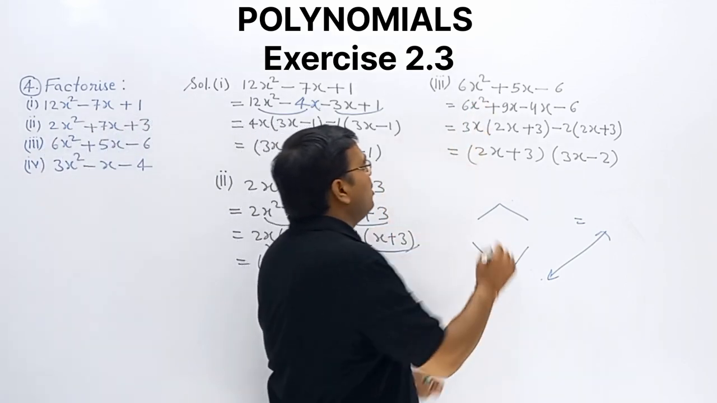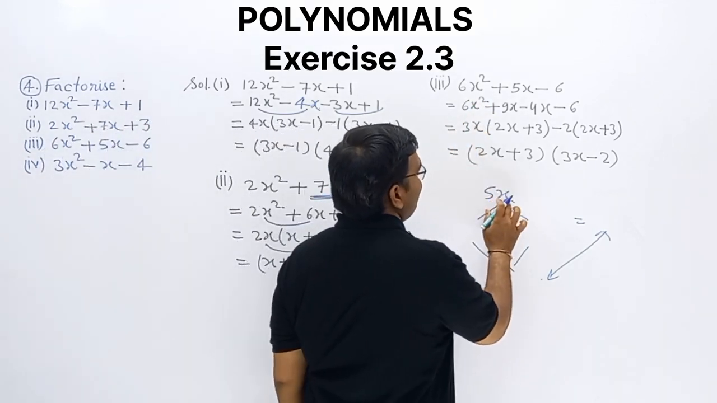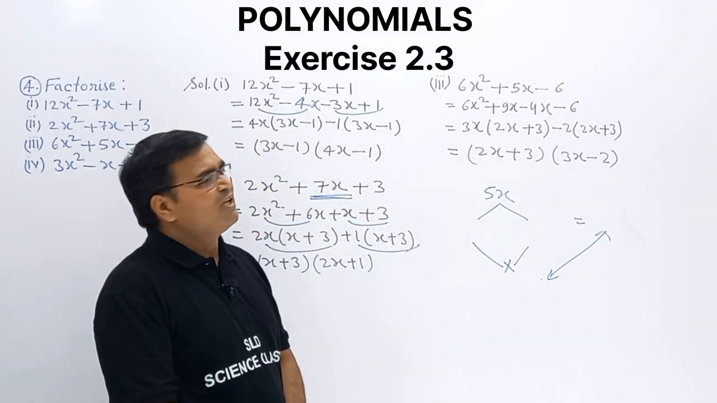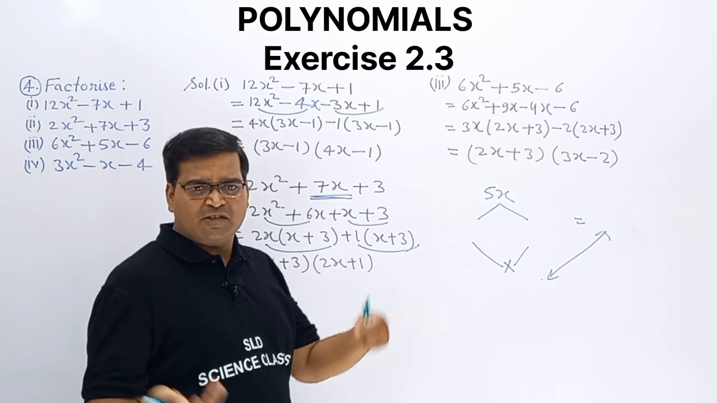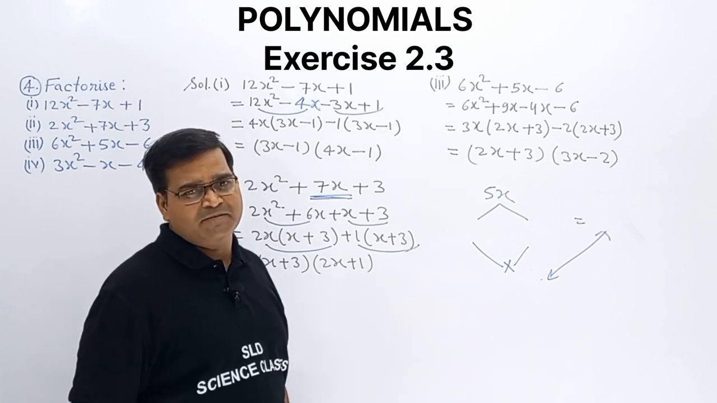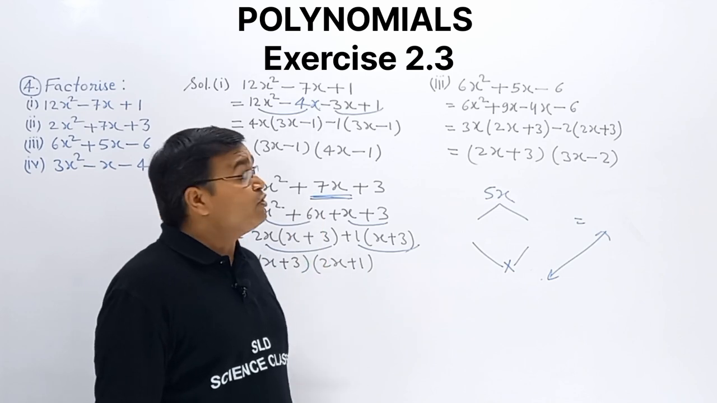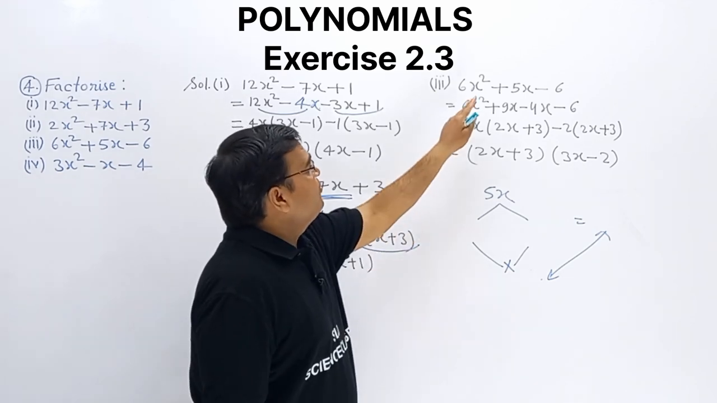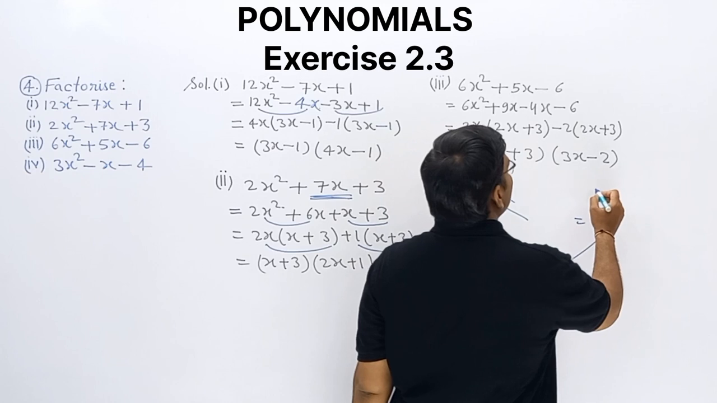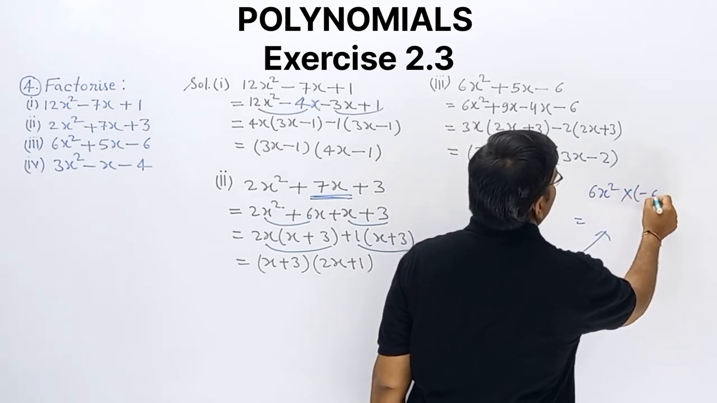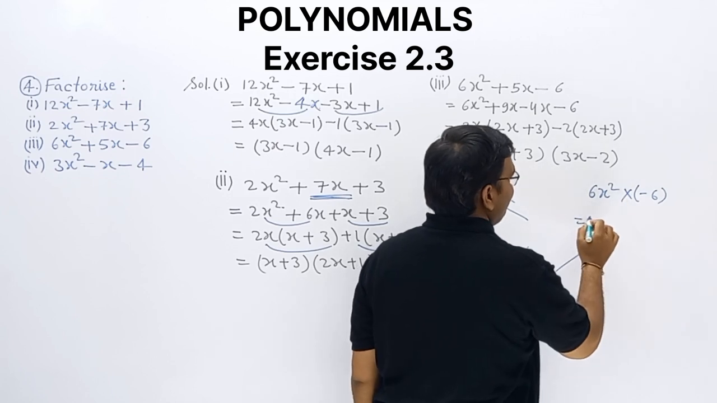So the middle term is 5x. How will we split 5x? 5x can be 4x plus x. But can we use this or not? We should check the multiplication of the first and last terms. The first term is 6x square, and the last term is minus 6.